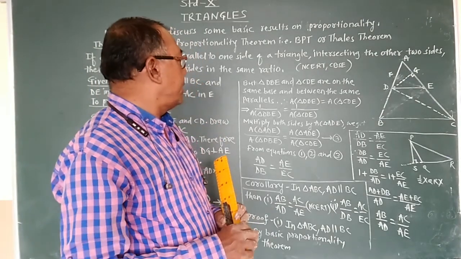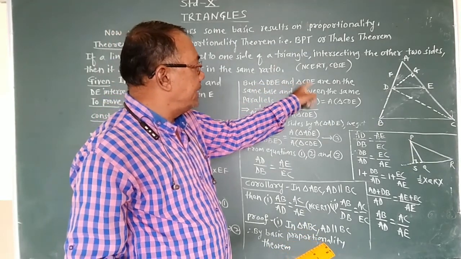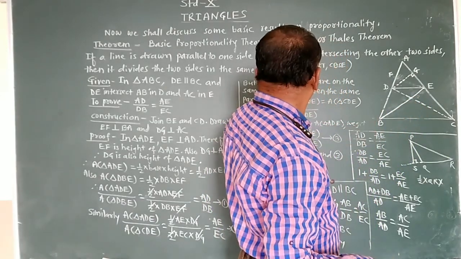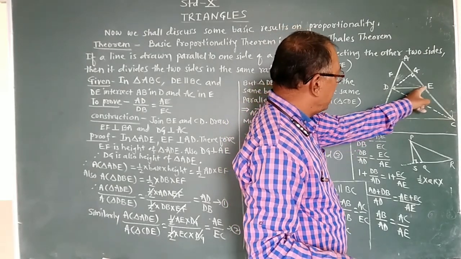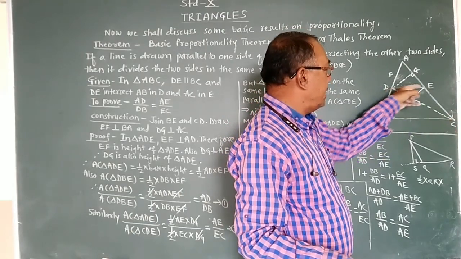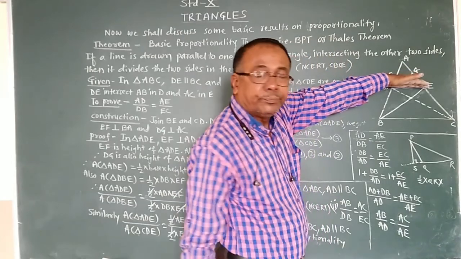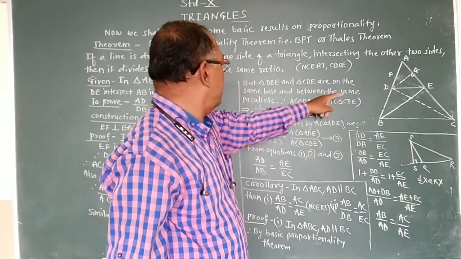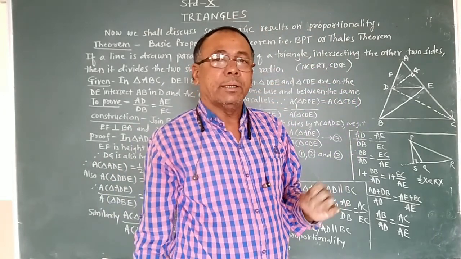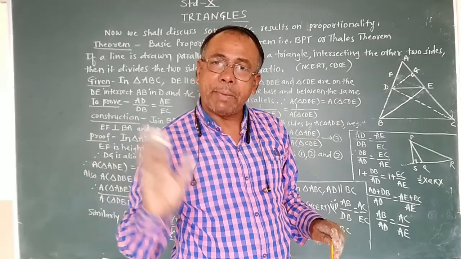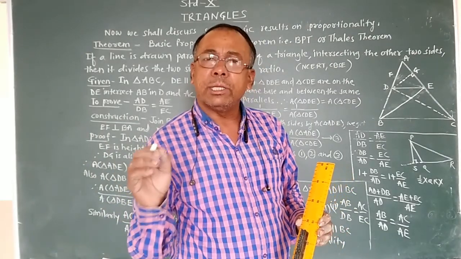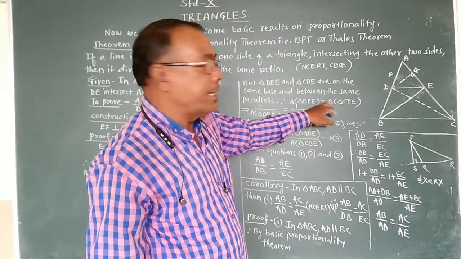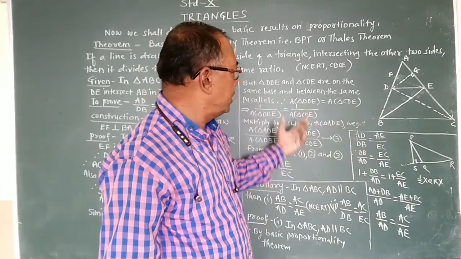But we know that triangle DBE and triangle CDE are on the same base DE, and between the same parallels, and last year we have seen that if two triangles are on the same base and between the same parallels, then both the triangles have equal area, and therefore area triangle DBE is equal to area triangle CDE. So these two triangles have equal area.